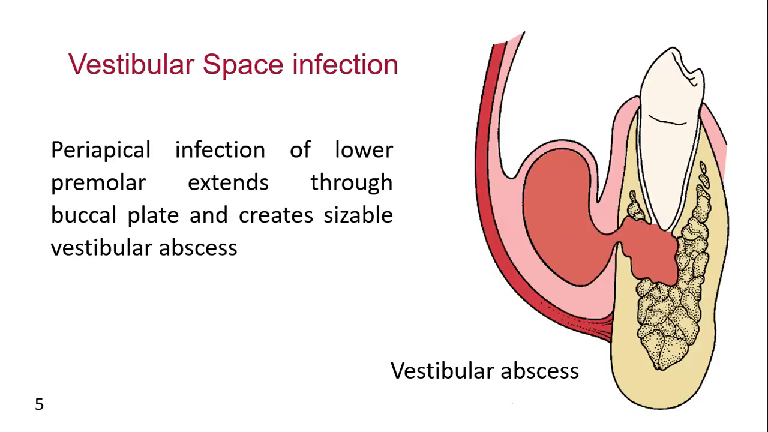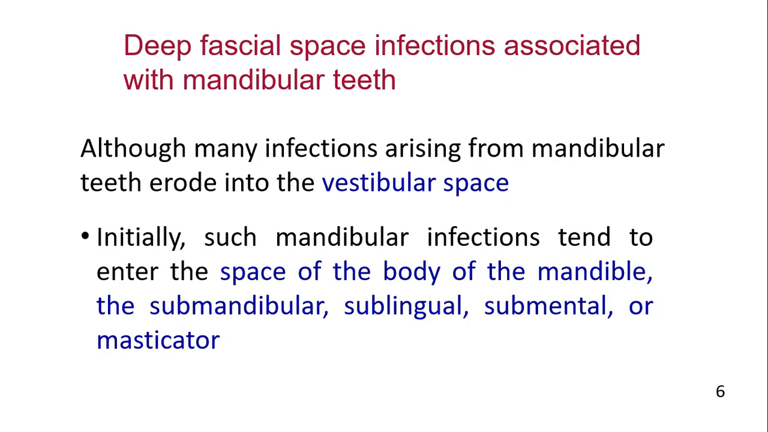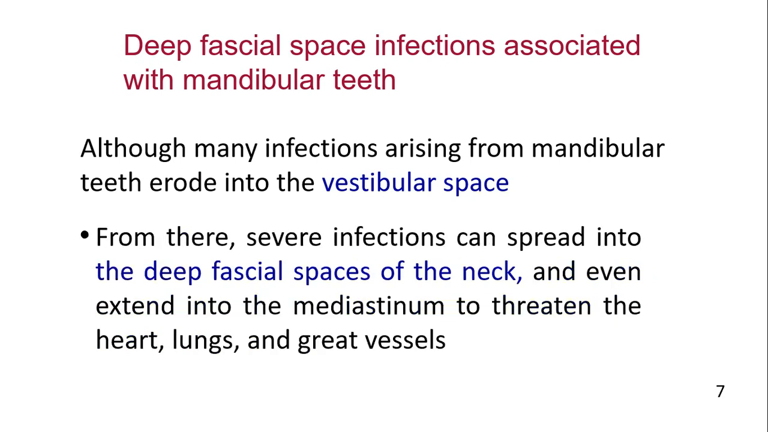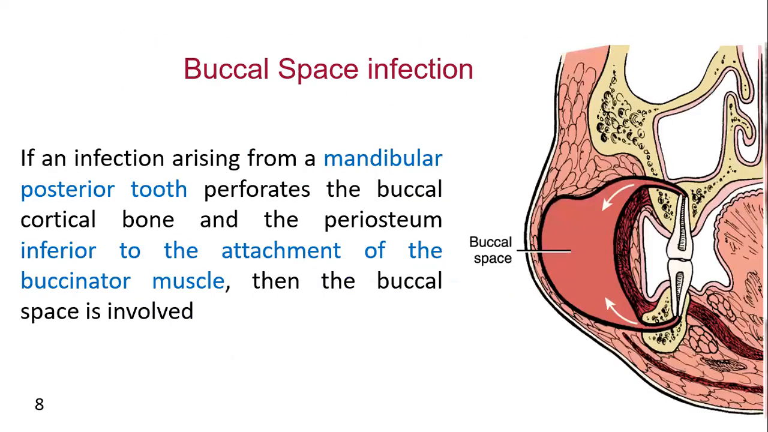The most common initial route of spread for infections originating from the mandibular teeth is the vestibular space. However, as stated earlier, initially it can enter the space of the body of mandible, the submandibular, sublingual, submental, or masticator. From here, infections may travel to the secondary or deep neck fascial spaces and even extend into the mediastinum and threaten the heart, lungs, and great vessels.